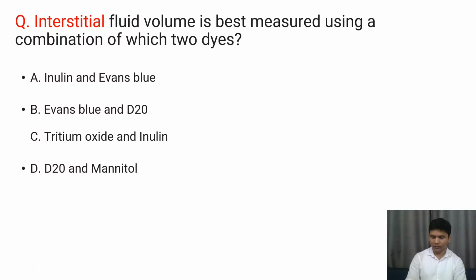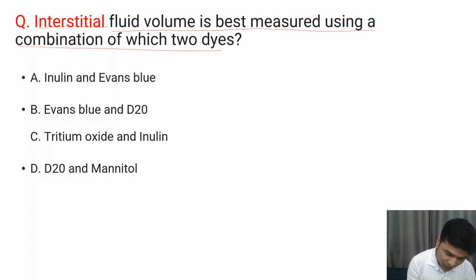Okay, so this question is repeatedly asked in so many exams. The question is: interstitial fluid volume is best measured using a combination of which two dyes? You cannot calculate interstitial fluid with a single dye, so for that you have to use two dyes. Which two dyes? Let's see what the different compartments are.